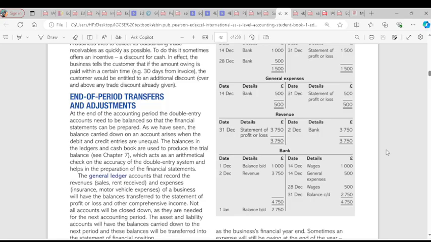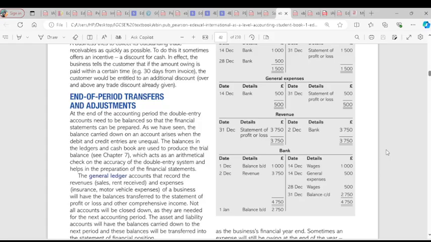At the end of the accounting period, the double entry accounts need to be balanced as they are needed to prepare the financial statements. So why do we have the end of period transfer and adjustments? Because as soon as we prepare our double entry system, we need to balance them because we need the final figures to go to our statement of profit or loss and statement of financial position if it is assets and liabilities. I'm going to say it again.